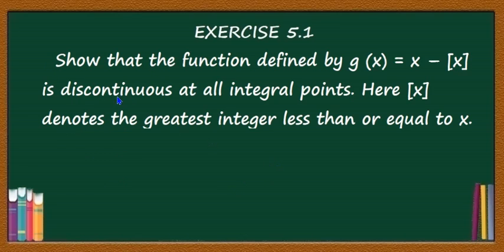And see one more question. Show that the function defined by g of x is equal to x minus box x, that is the greatest integer function, is discontinuous at all integral points. Here box x denotes the greatest integer less than or equal to x.